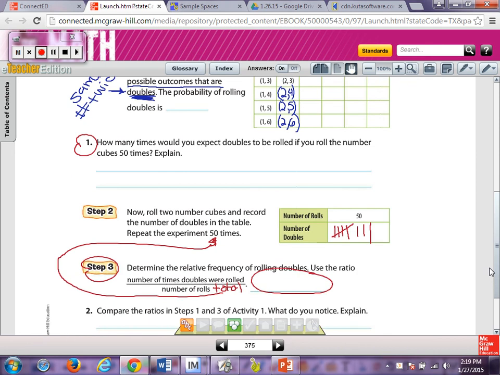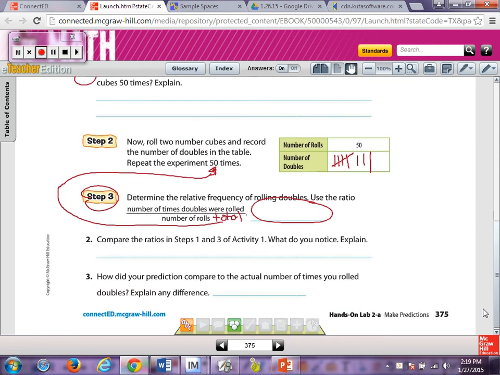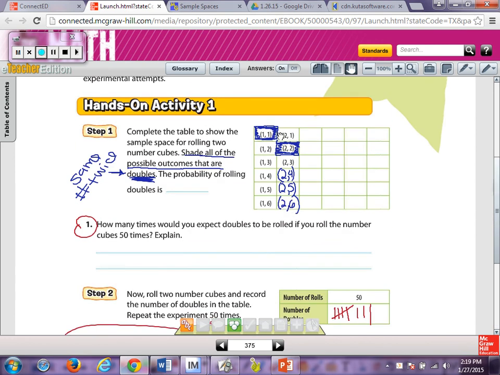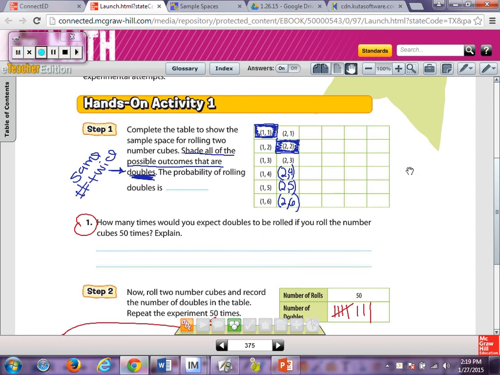Whoops, let me scroll back down. Number 3, how did your prediction compare to the actual number of times you rolled doubles? Explain any difference. So what you're going to do is you're going to go back up to this first question, and you're going to try to figure out or explain how many times doubles happens when you make this chart. When you make all of your outcomes, you're going to have doubles in here that only happens a certain number of times. You'll have the number of doubles, let me go ahead and write this down.